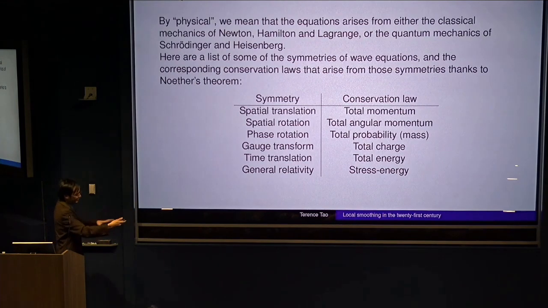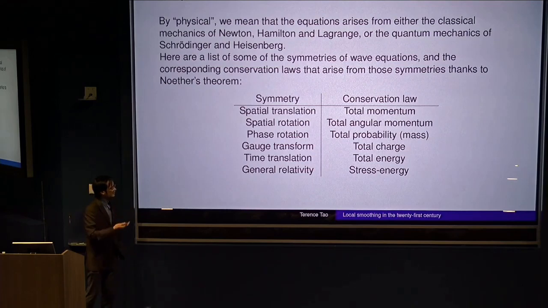If your equation doesn't privilege one location in space over another, it has spatial translation invariance. And Noether's theorem tells you that every time that happens, you have a conservation of momentum. If you have rotation symmetry, you conserve angular momentum. If you have what's called phase rotation symmetry, you conserve total probability. You have gauge transforms, you conserve charge.